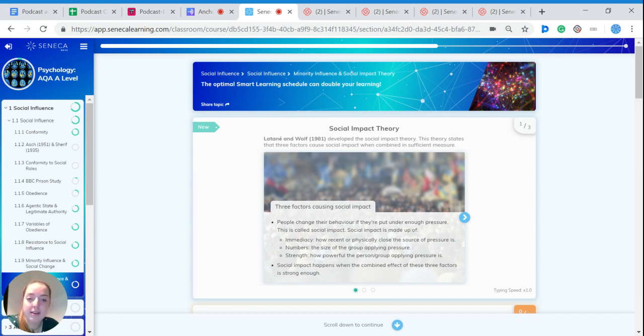So social impact is made up of immediacy, which is how recent or physically close the source of pressure is, numbers, so the size of the group applying the pressure, and strength, so how powerful the person or group applying the pressure is. So social impact happens when the combined effect of these factors is strong enough.